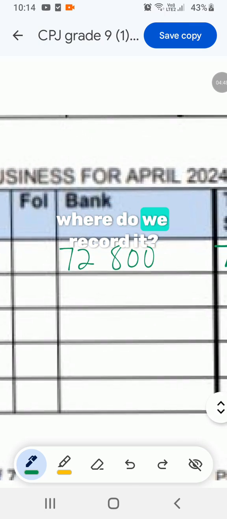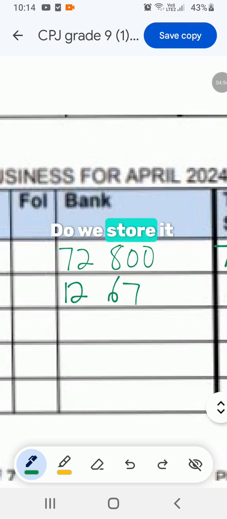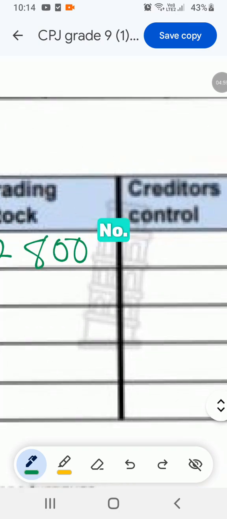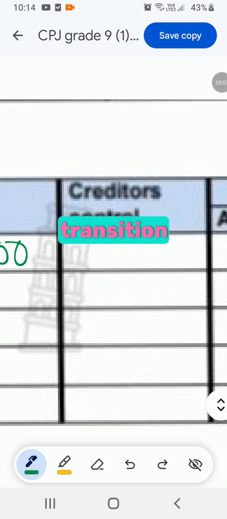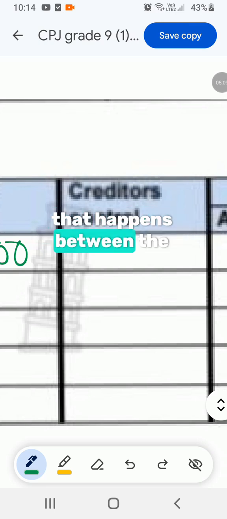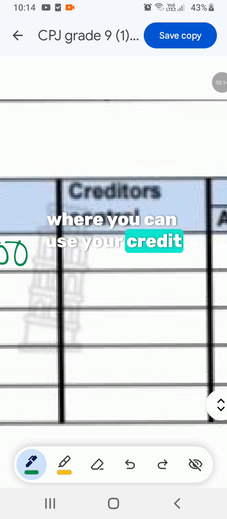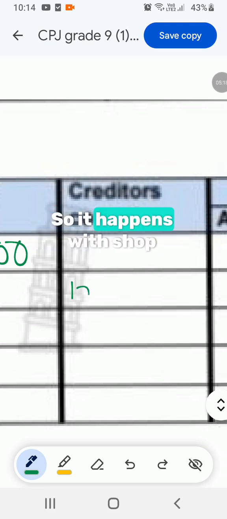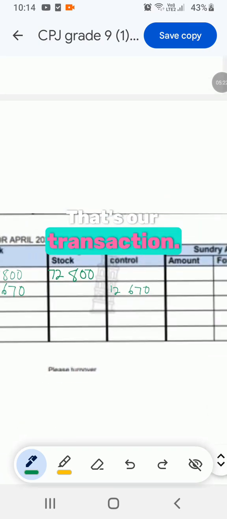Now where do we record it? Of course, under bank, 12,670. Do we store it under trading stock? No. Let's go to creditors control. It's a kind of transaction that happens between the buyer and the shop owner, where you can use your credit or a loan and you can pay at a later stage. So it happens with shops. 2,670. That's our transaction.